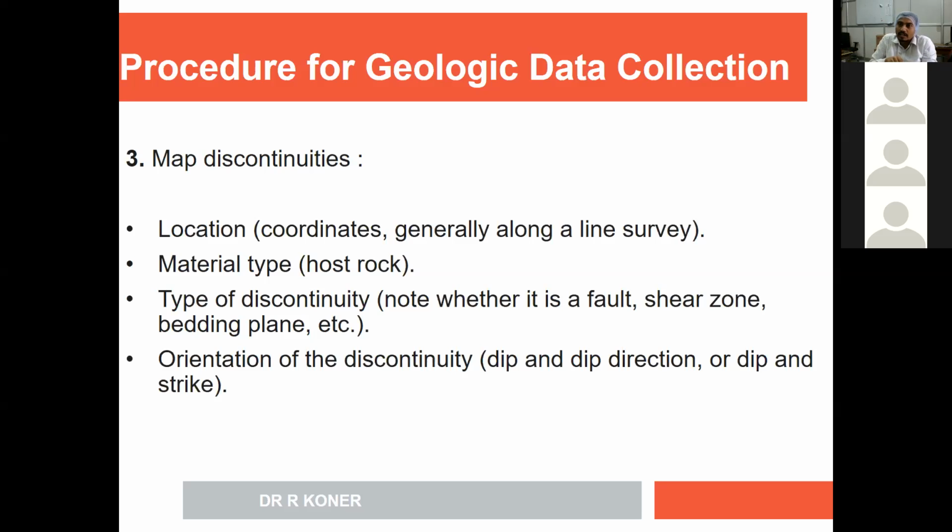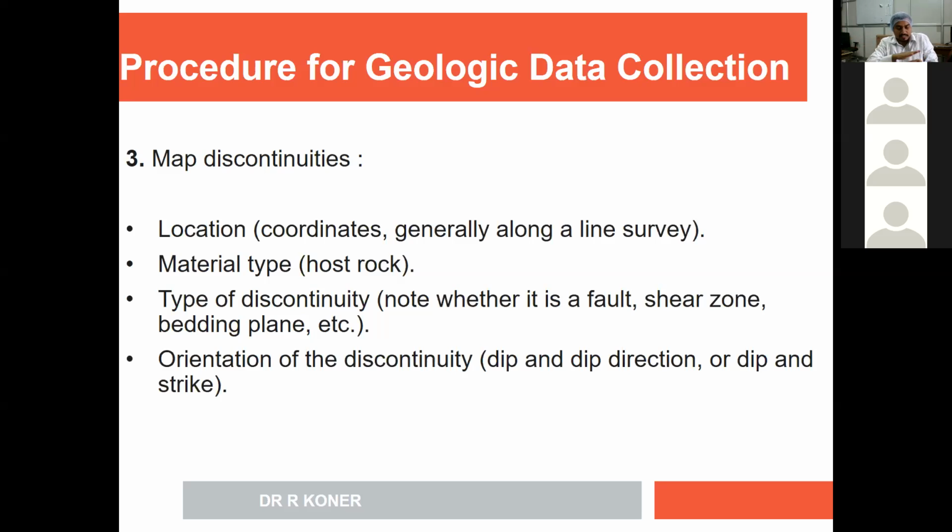So here you have to locate the location. Here location A, location B, location C, like that you have to pinpoint. Then you have to understand which kind of country rock is observed, on which country rock this geological discontinuity is observed. What is the host rock? Is the host rock competent or not? And the type of discontinuity, whether it is a fault, a discontinuity plane, or only a joint.